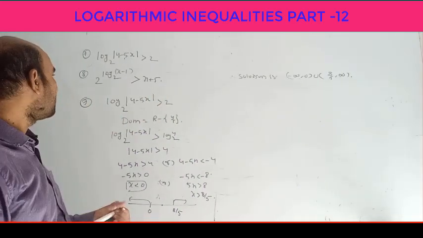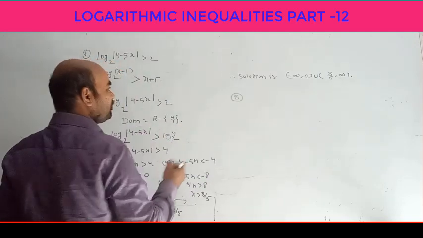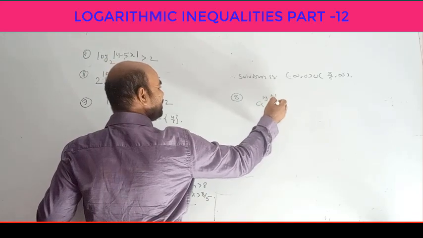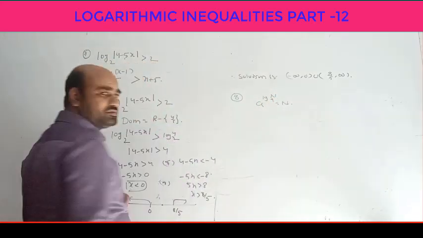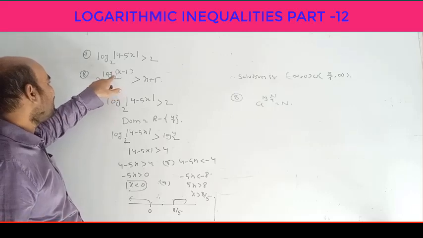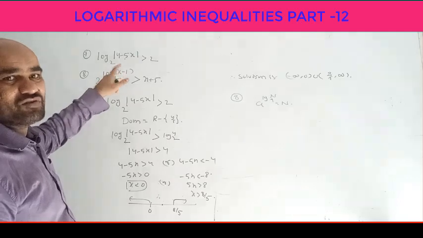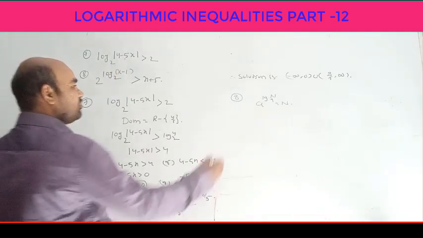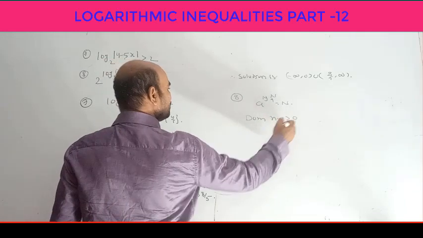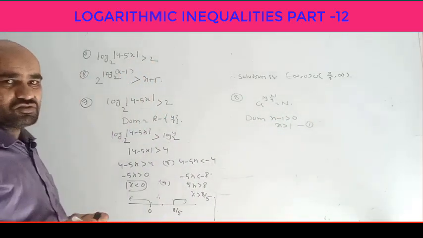Okay, next problem, the 8th problem. The 8th problem is based on one property, a power log n base a equal to n. But most of the students will make mistakes. Directly they will write x minus 1 greater than x plus 2 and they will solve. That becomes wrong. First of all, you want to find the domain of the problem. Domain: x minus 1 should be greater than 0, x should be greater than 1. In this domain only we want to find the solution.